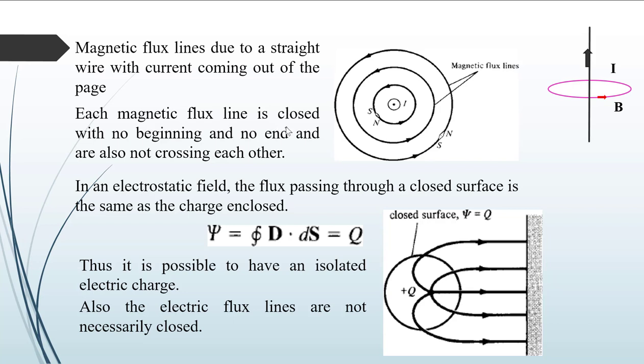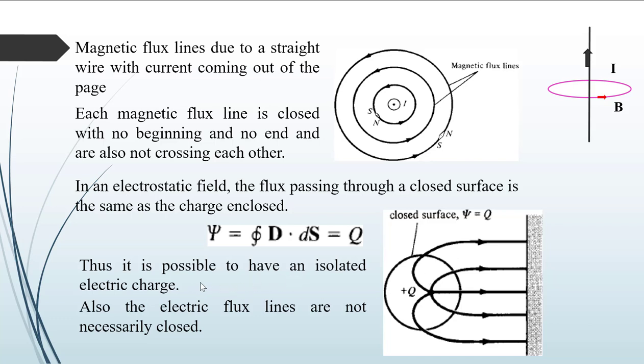Each magnetic flux line is a closed path with no beginning and no end, and they are also not crossing each other. See here, all the paths are closed. But in electrostatics, we studied that the flux crossing through a closed surface is the same as the charge enclosed. By Gauss law, the closed surface integration of D bar dot dS bar is equal to charge Q enclosed. Whatever the charge enclosed in a closed surface, that much flux will cross through that closed surface.